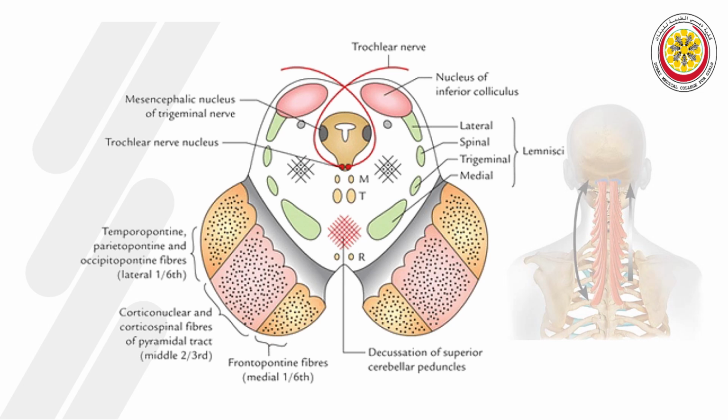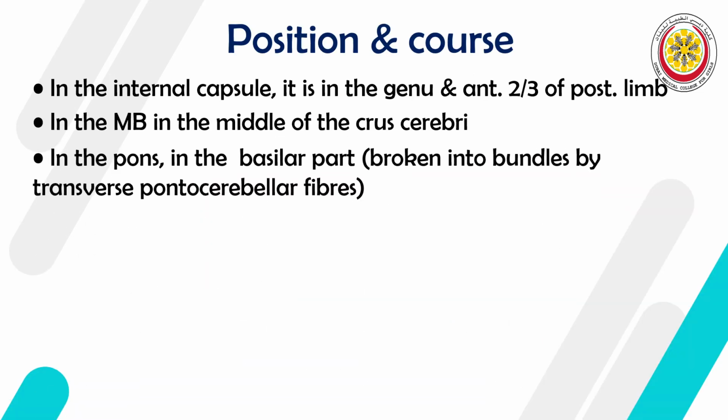The central part is corticonuclear and some of the corticospinal. And the last piece is completely frontopontine. So frontopontine and temporal, these are pontine. In the middle, corticonuclear and corticospinal. So if you find a tumor or anything compressing this part, you expect problems in the corticospinal and corticonuclear pathway, and these for the corticopontine.